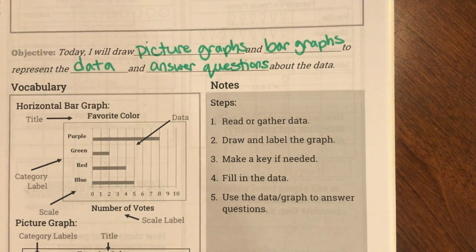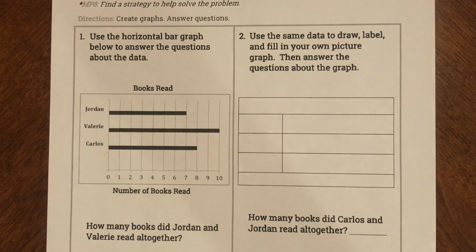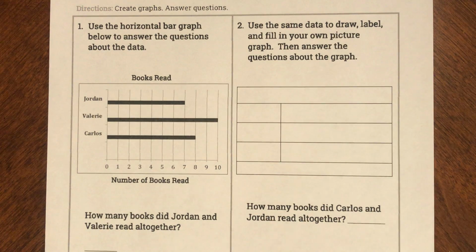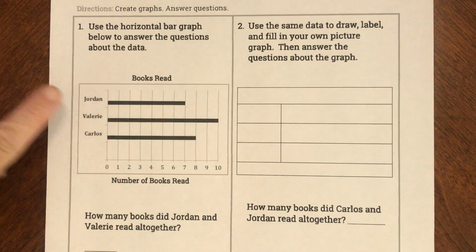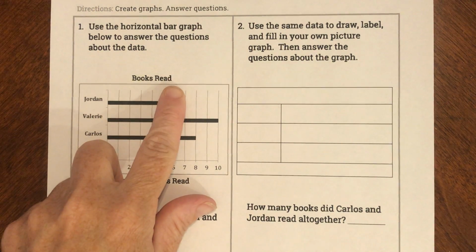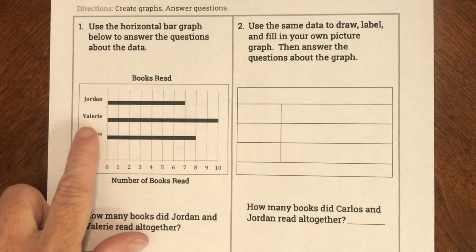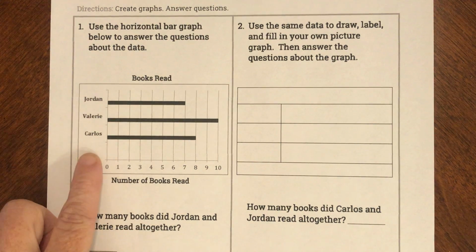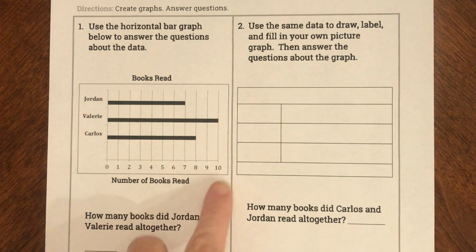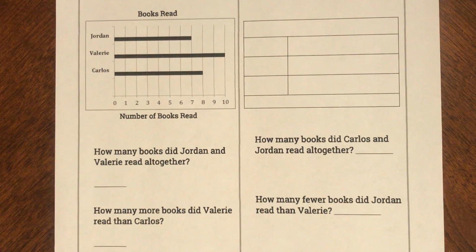Okay, so I'm going to get started, ladies and gentlemen, on my problem with my red pen. And here is my question. Use the horizontal bar graph below to answer the questions about the data. So again, it's a bar graph because there's bars, and the bars are horizontal. The title is Books Read. My categories are Jordan, Valerie, and Carlos. I'm guessing those are students. And here is the number of books read. This is my scale.